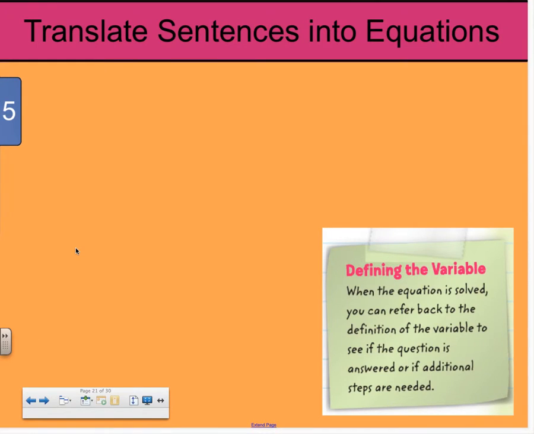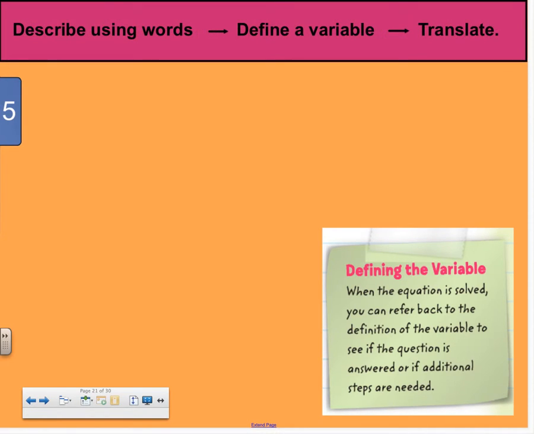The last example we're going to do today is basically the same idea. We're still translating sentences into equations. We're still going to describe using words to find a variable, then translate. If you look at the problem in your book, the one thing you'll notice that's different is it's talking about your friend's lunch. Okay, example 5 on page 132. And then your lunch is compared to his lunch, right?